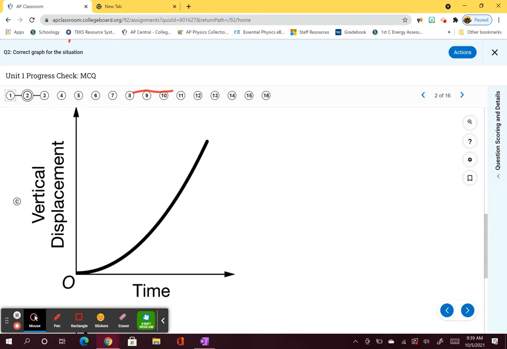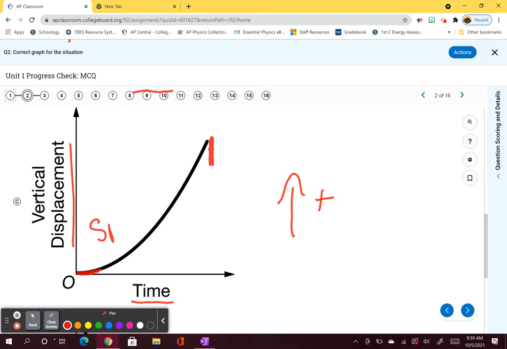So let's look at C. Again, it's a displacement versus time graph. It's going up the graph, so it's positive. It starts off horizontal, and it goes more vertical. That means it's speeding up. So it's speeding up in the positive direction. That's looking like our answer.